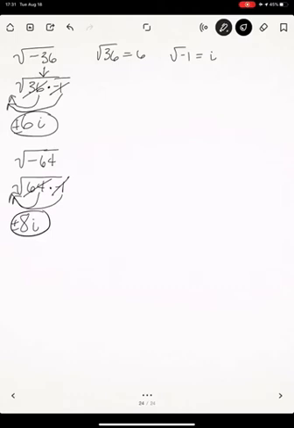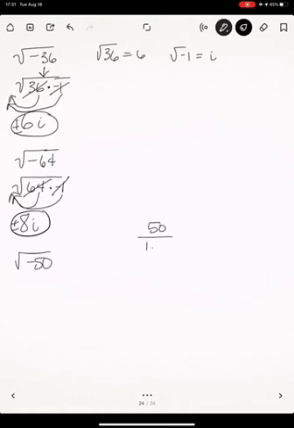All right? So that is when we have perfect squares. What if we have a non-perfect square? Let's go with the square root of negative 50. We already said that 50 is not a perfect square, so what we have to do is find the highest perfect square that is a factor of 50. Off to the side, you can write your factors of 50.